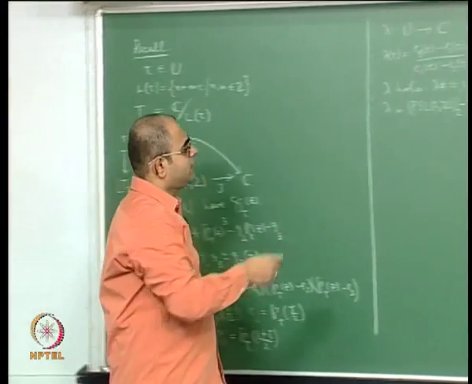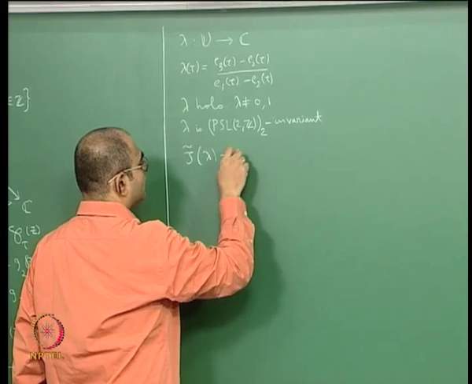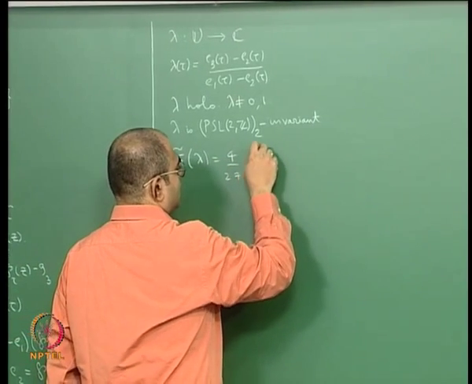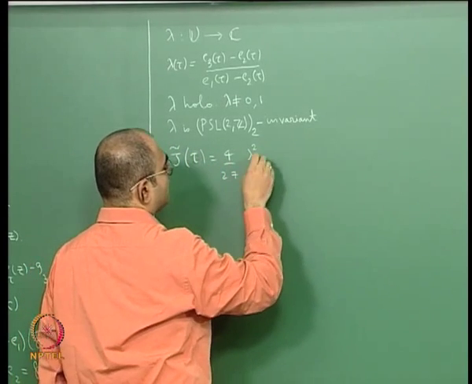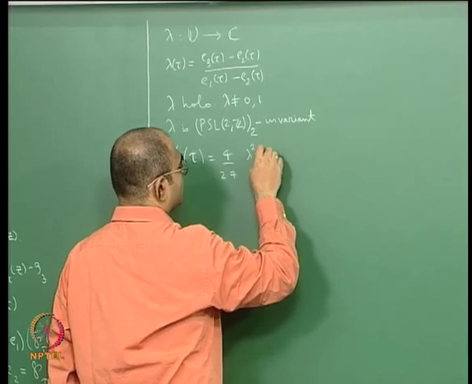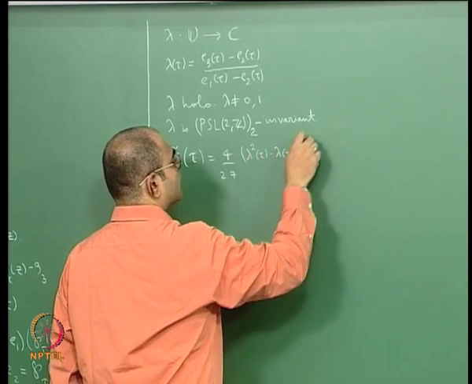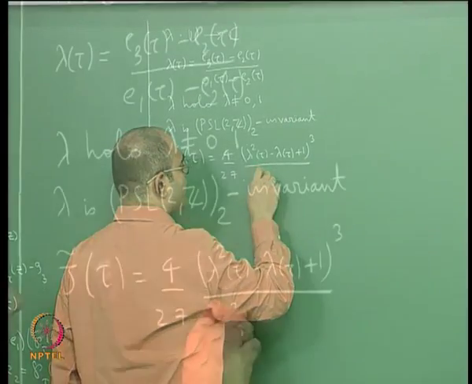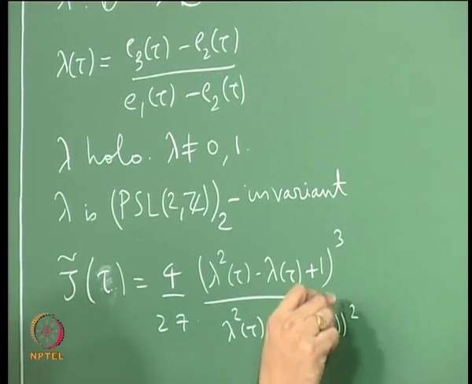So we define j tilde of tau to be 4 by 27 into lambda squared of tau minus lambda of tau plus 1 the whole cube by lambda squared of tau into 1 minus lambda of tau the whole square.